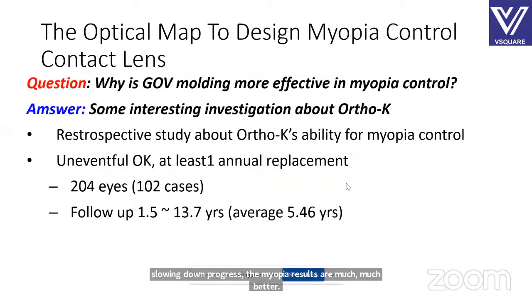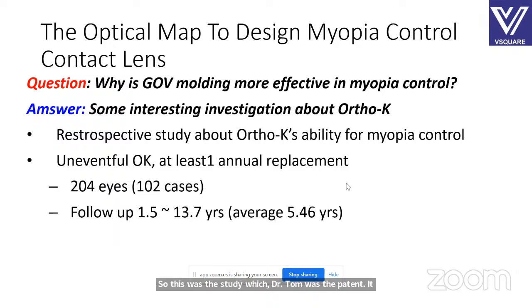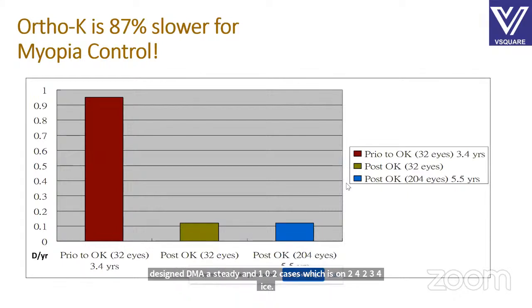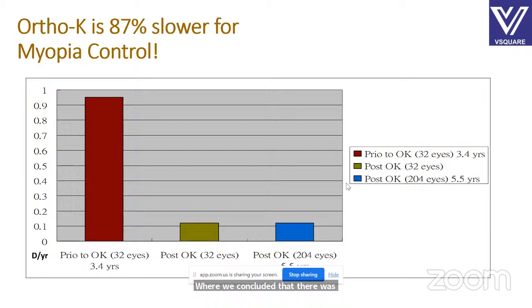This was the study by Dr. Tung, who was the patent designer of GOV lenses. He made a study on 102 cases, which is 204 eyes, where he concluded that there was nearly 1 diopter of change every year before ortho-K lenses, and after ortho-K there was only 0.1 diopter of difference. So ortho-K with GOV lenses gives almost 87% slowing down of myopia progression. These are the most advanced lenses with better inward focusing ability, which can also be corrected for higher myopic as well as astigmatic corrections.